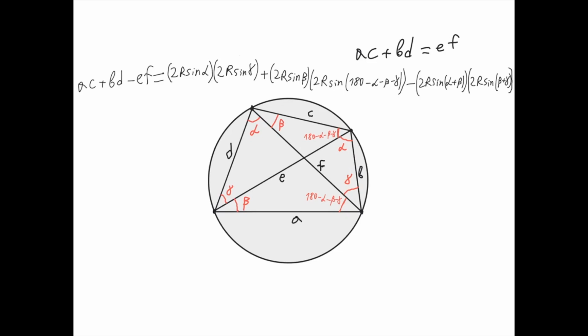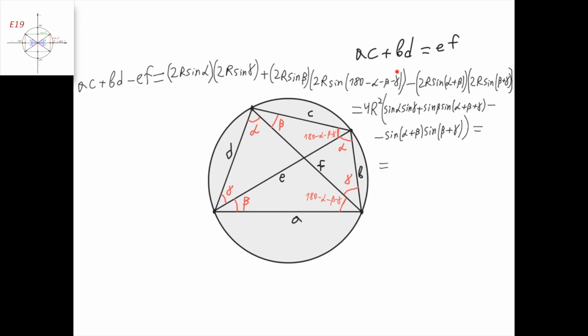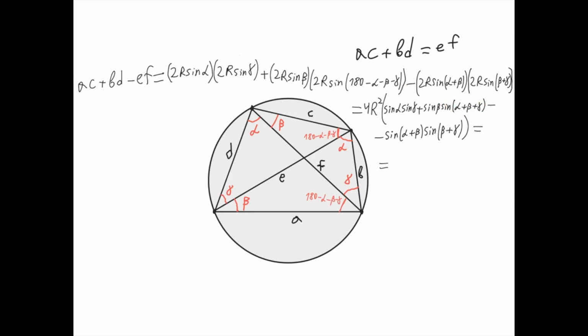Now we can take the expression AC plus BD minus EF and replace each of the letters with the corresponding 2R times the sine. And this is how we get this expression here, from which we can take 4R squared in front, and in the parentheses, we get sine alpha times sine of gamma, plus sine of beta times sine of 180 minus alpha minus beta minus gamma. This sine equals just sine of alpha plus beta plus gamma, so we put it here, and then minus sine of alpha plus beta times sine of beta plus gamma. And we should prove that this expression equals 0.